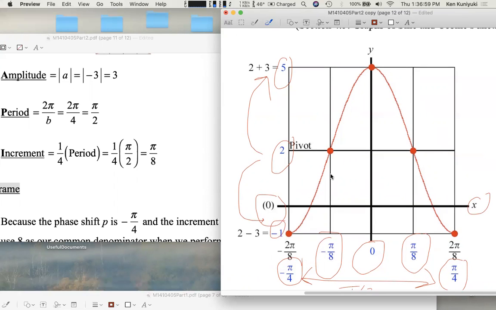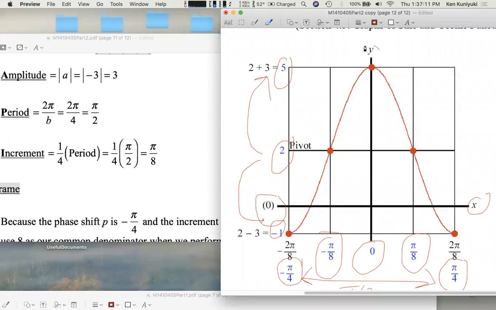The y-axis has equation x equals 0. It's right here. Put the y up on top. Sorry about that. Put the y up on top. All right. That's a cycle for a transformed trig function.